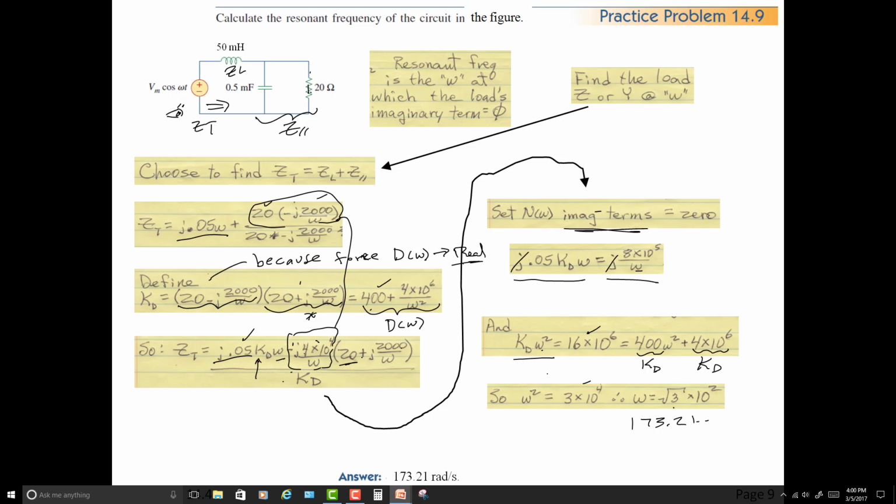So that's a problem that could end up quite messy if you don't get a strategy at the beginning, and then look for little substitutions you can make here and there to keep the numbers from getting all out of hand. Because this was not too bad for a KD. Okay? All right, so we'll stop here.